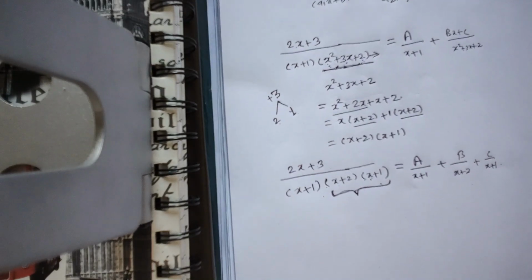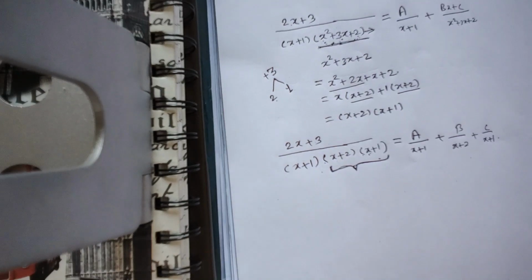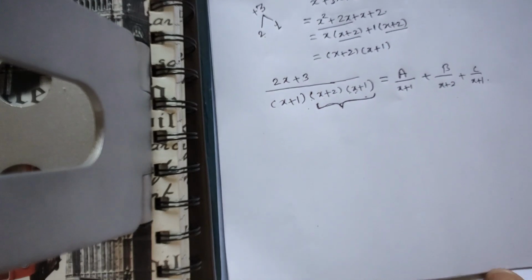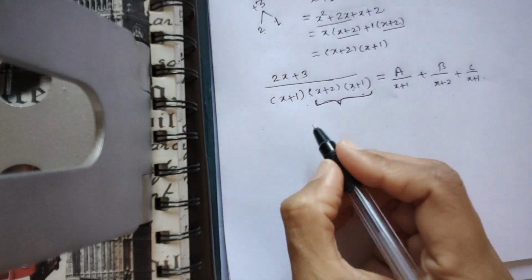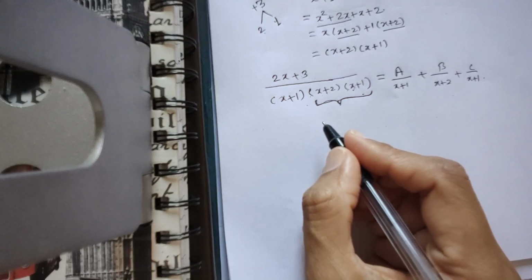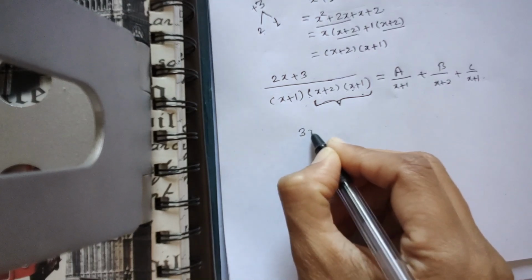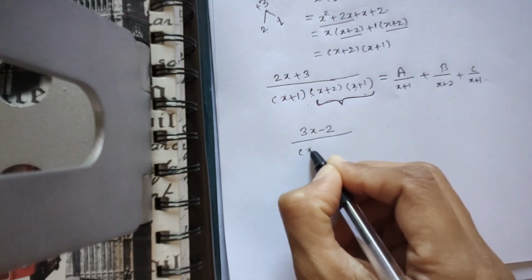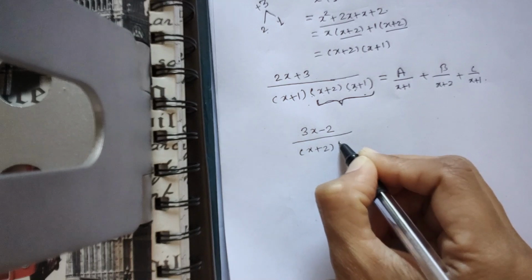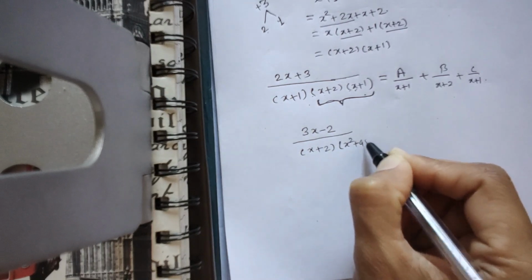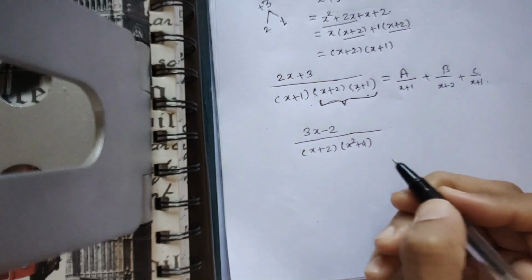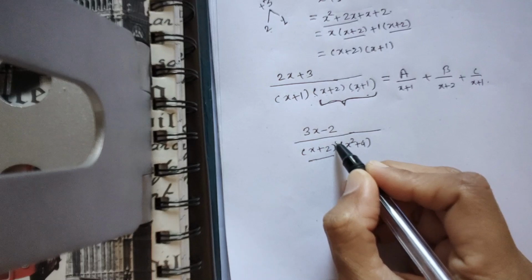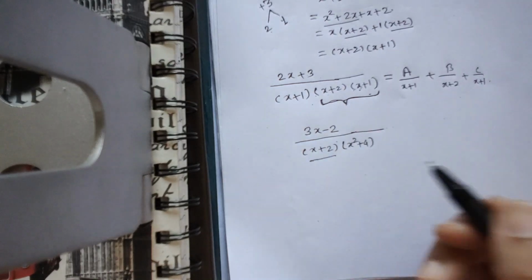All right. So now let's take another example. Suppose the example is (3x minus 2) upon (x plus 2) into (x square plus 4). Now here one factor is linear, so that is case 1. I don't have any power here, so it's not case 2.